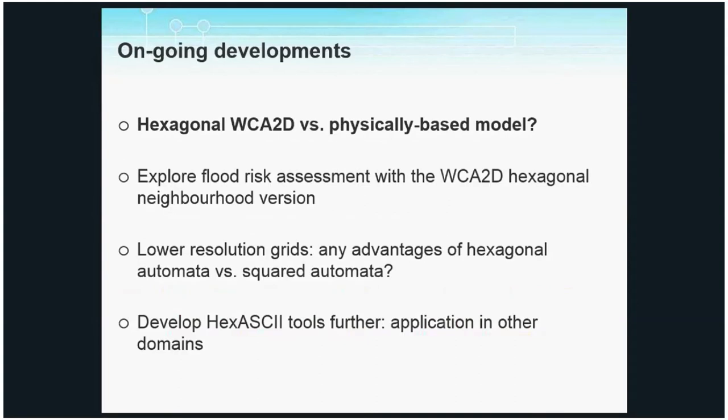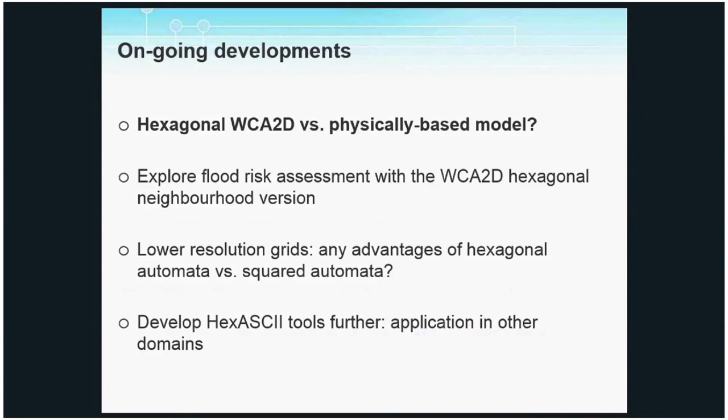As I mentioned, this is ongoing development, so we are exploring the impact of these hexagonal results on the flood risk assessment. Also important is that here we only compared results from the squares and the hexagons, but it's very important to compare these results with a physically based model, and we are working on that now. Also a question we'd like to answer: does the low resolution grid with the hexagons produce the same or similar results to the squared automata or to the physically based model? Well, it's a question. We are also working on that.